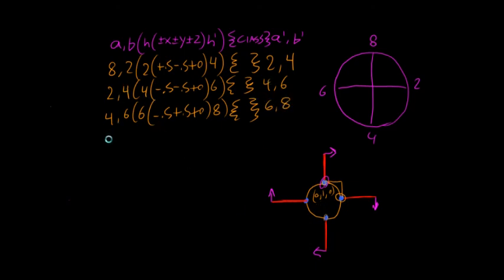And the final line of code would be A is 6, B is 8, H is 8. The hand transformation would be +0.5, +0.5, and +0. H prime would be 2. There's, of course, no class again. A prime is 8, and B prime is 2. And there's our unit circle extension in base code.